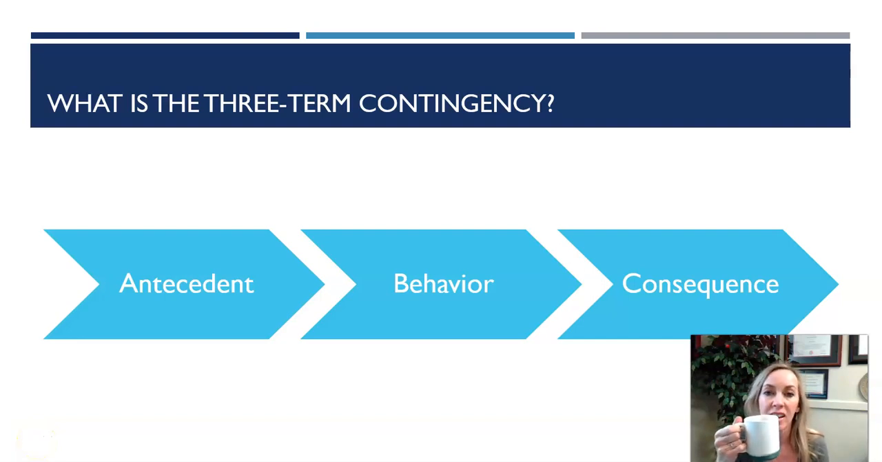Okay, let's pick up where we left off. We're talking about what is the three-term contingency. Well, it is really just a paradigm that can explain a whole lot about a student's behavior. So we know the student is engaging in an interfering behavior. Now, there's a common consequence for engaging in that behavior.